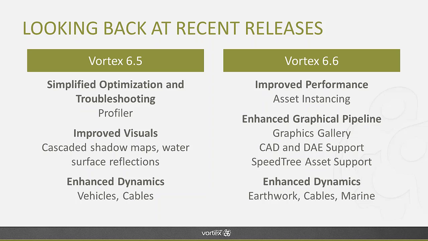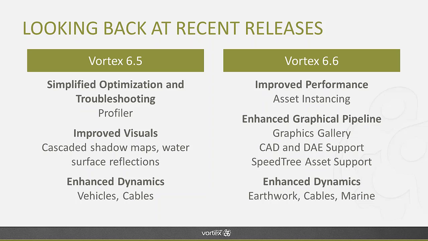Vortex 6.6, which was launched earlier this year, improved performance in a significant way by adding the capability to instance identical assets. So that means that you only have to load each asset once to memory, even if you use it multiple times. Now, as you'll see today, this is leveraged as well in the new Vortex 6.7 multi-texturing capabilities. This was a fundamental building block.